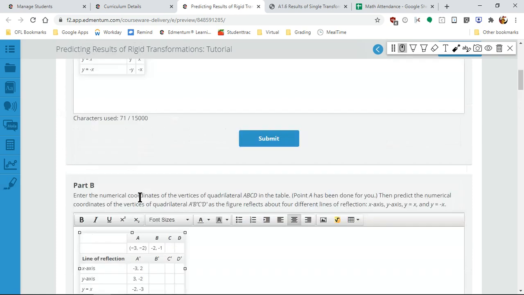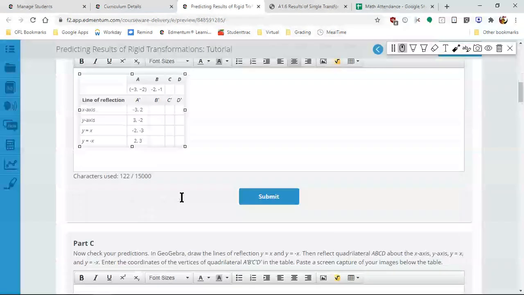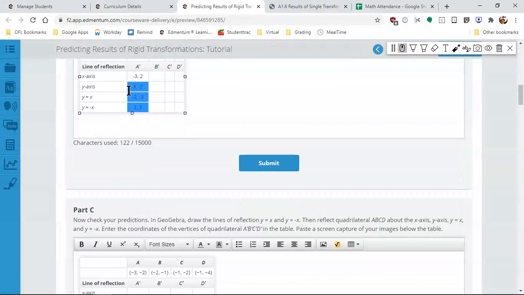So line of reflection is this. Check the predictions on the lines, then reflect it. So this one we were supposed to guess what happens. This is literally the same thing, guys. They're just repeating it. I didn't want to get into the whole guessing because what's the point of guessing when we can actually do the work?